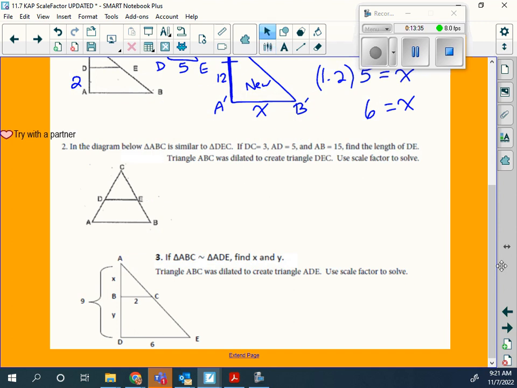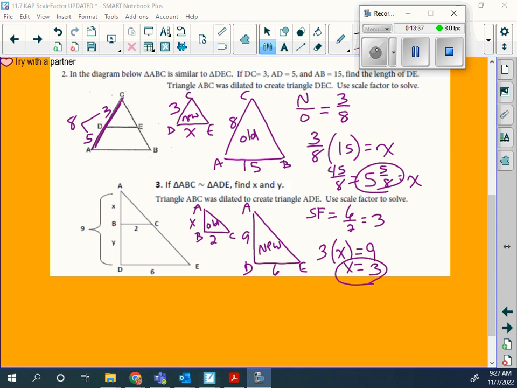Pause the video here. Okay, on the first one, I got 5 and 5/8. Same thing. On the second one, it was a little bit different because you had to remember that it's scale factor times old equals the new, right? And the unknown was on the old, so that's why you actually had to set up an equation for that one.